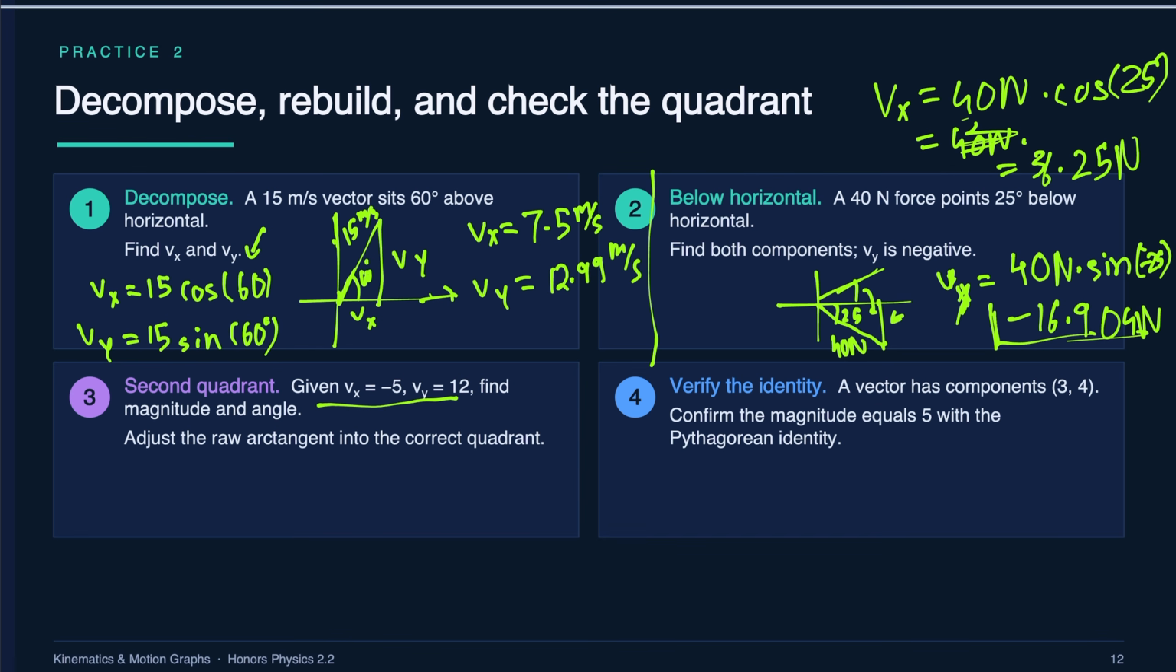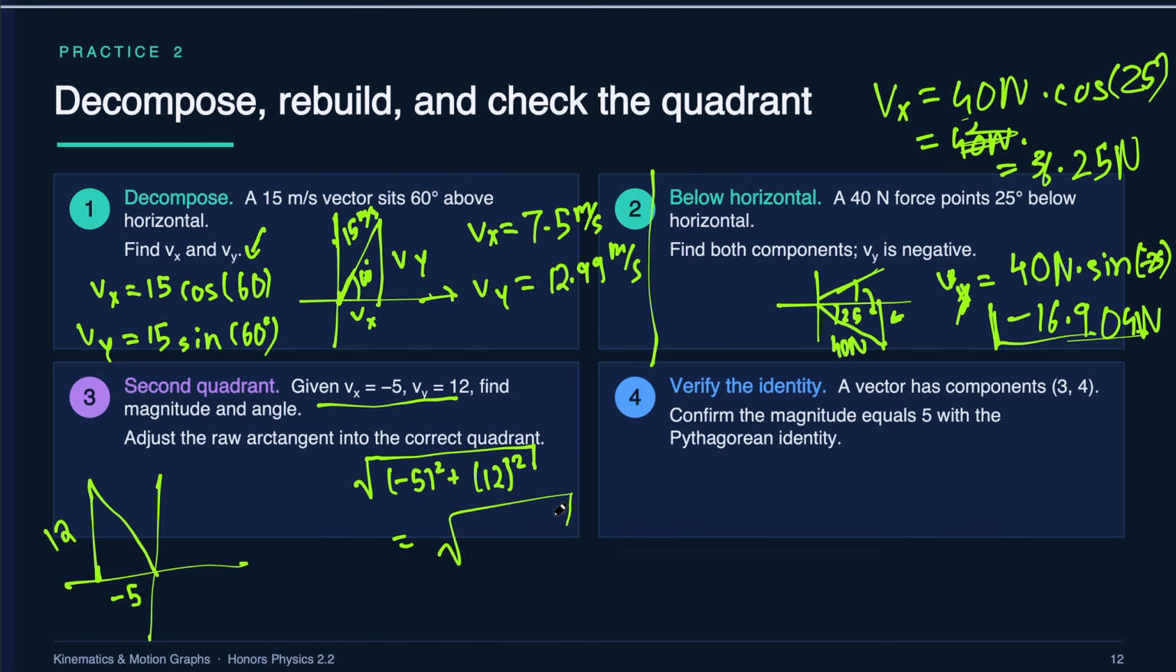Given Vx equals negative 5 and Vy is equal to 12, find magnitude and angle. So magnitude, let me just draw the vector, right? Vx is negative 5, and Vy is positive 12. So it's going to look like that. So magnitude, we know that's equal to square root of Vx squared plus Vy squared, which is equal to 13, because this is square root of 169. So magnitude is 13. We don't have any units, so we can just keep it as it is.